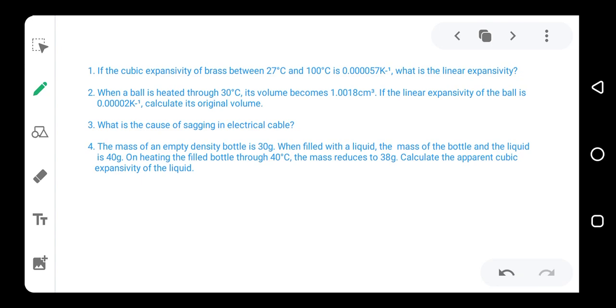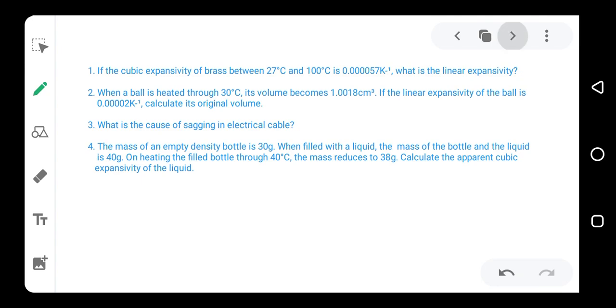Example 3 says, what is the cause of sagging in electrical cable? This is very simple. We've talked about the effect of expansivity, and we say that one of the bad effects of expansivity is that it causes the sagging of electrical cable. Now, which of the expansion types causes this sagging?